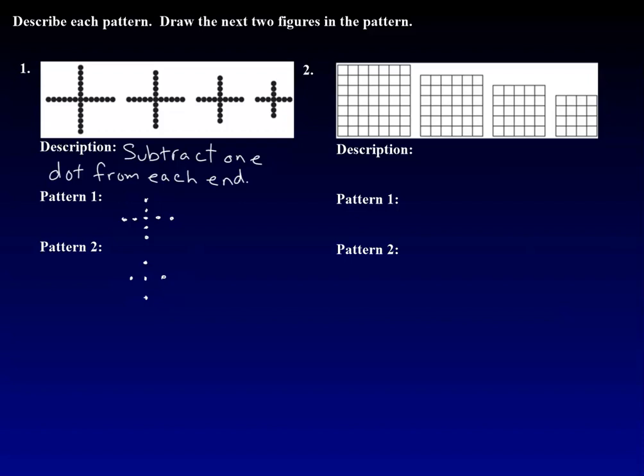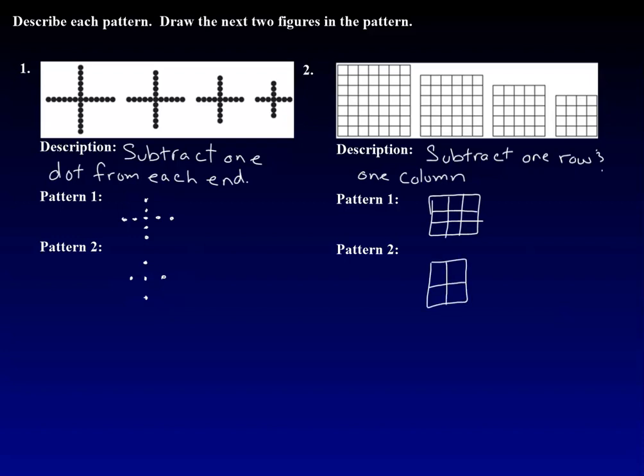So pause it, try number 2, see if you can figure out the pattern, and then draw the next 2. So hopefully you saw that they are subtracting 1 row and 1 column. And so the next pattern had a box of 9 boxes, and the second pattern had a box of 4 boxes.